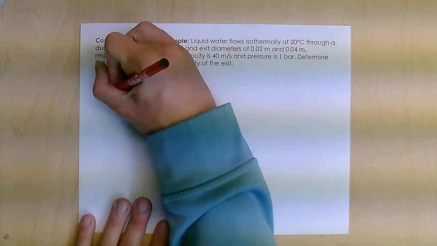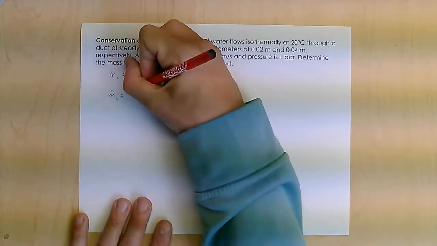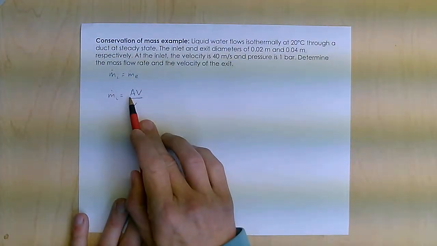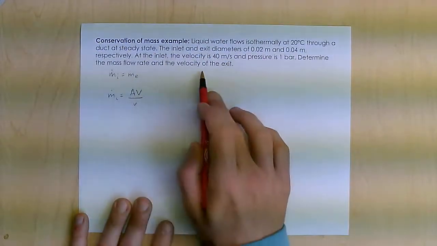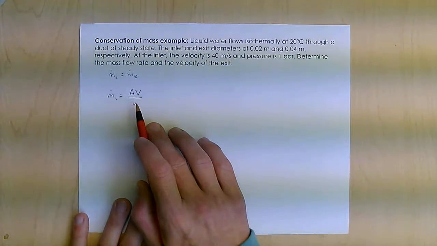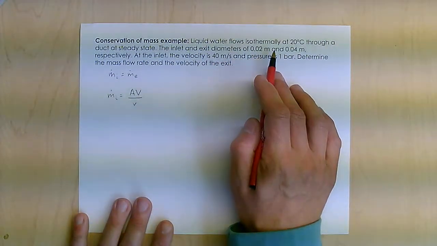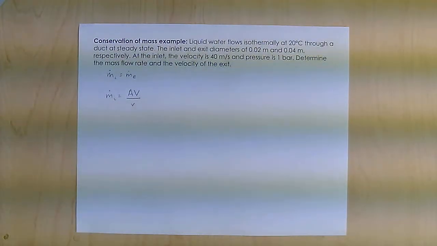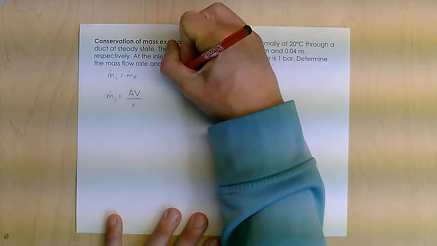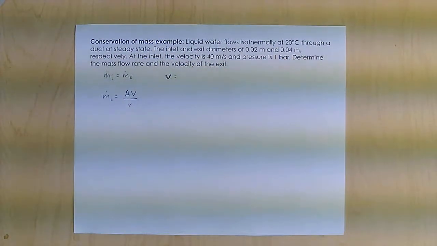And the mass flow rate is AV over v, where A is the area, which I can find from the diameter, V is the velocity, which I can find from 40 meters per second, and v is the specific volume. Now, this is liquid water, so I've got to find the specific volume here. I don't have liquid water tables.